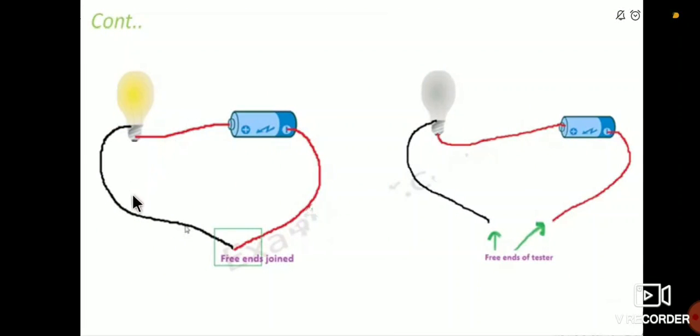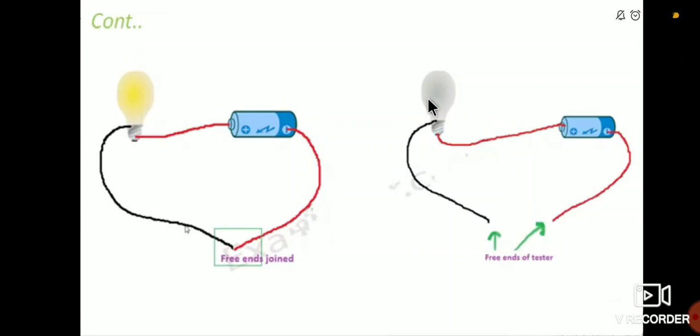Here the switch is on, which means these two are connected. Here the switch is off, which means free ends; these two are not connected. When the switch is in the on position, these two are joined, then the bulb will glow. That means current will pass from here to here and the bulb will glow continuously like this. Electrons will be moving continuously.